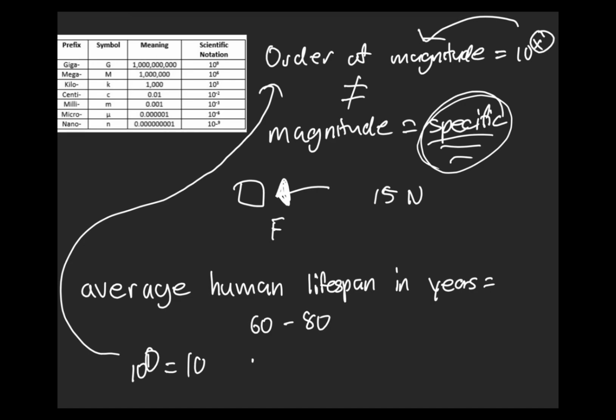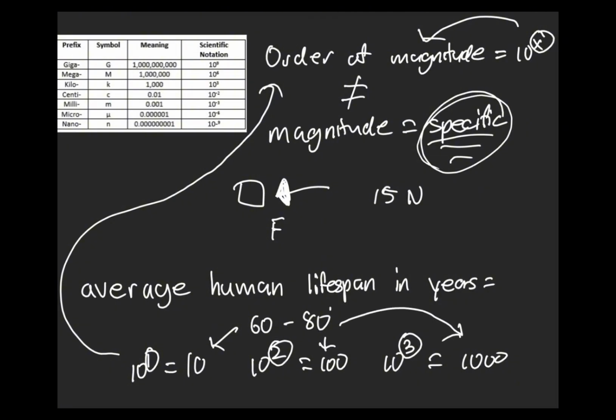So now we have 10 to the power of 2. The order of magnitude is 2. And now we have 10 to the power of 3. Order of magnitude is 3, and it equals 1,000. Okay. So out of these 3 values, which one is closest to this range?